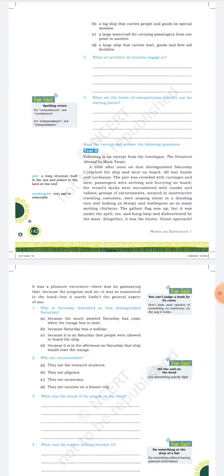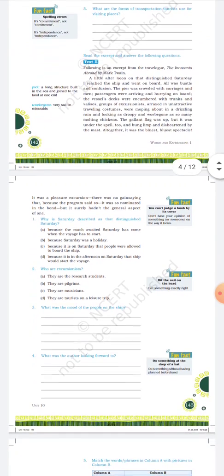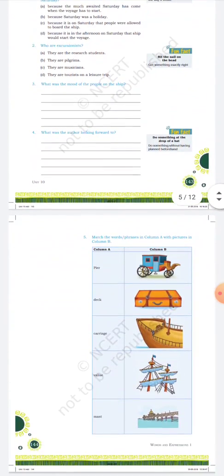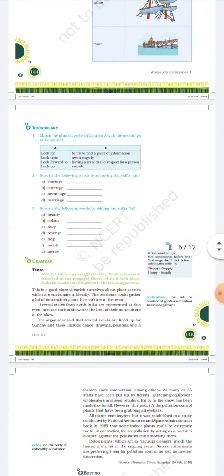Now comes text 2. This is also a passage, and after reading the passage very carefully, try to answer the following questions. After that, we will come to the vocabulary part. So in the vocabulary part, match the phrasal verb in column A with the meanings in column B. In column A, there are 1, 2, 3, 4 phrasal verbs, and we have to match these phrasal verbs with column B.